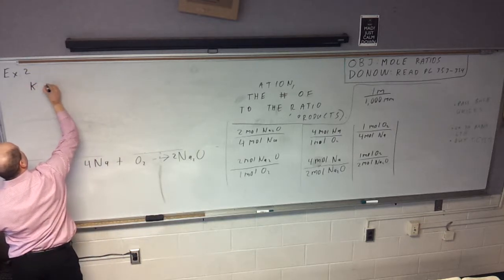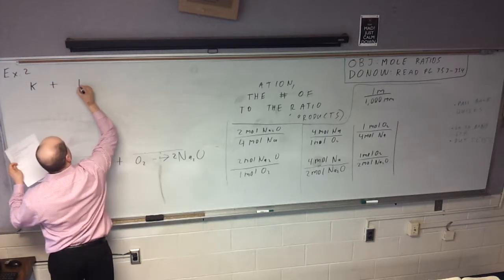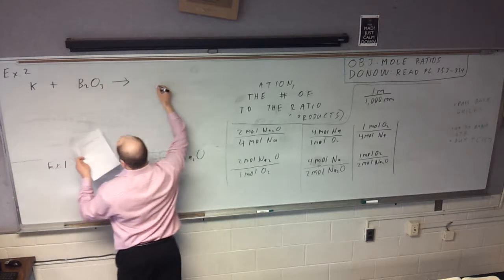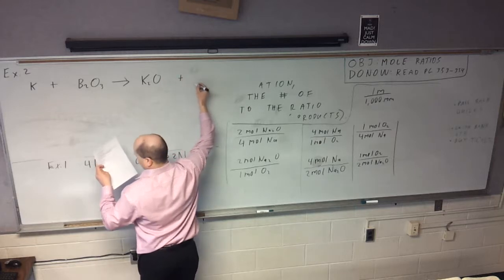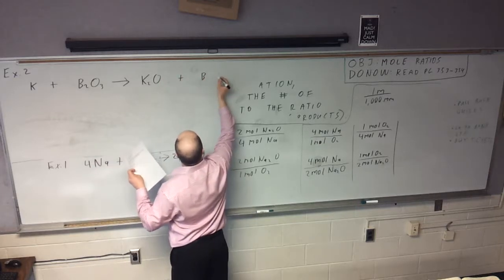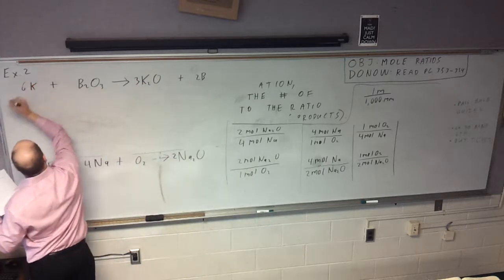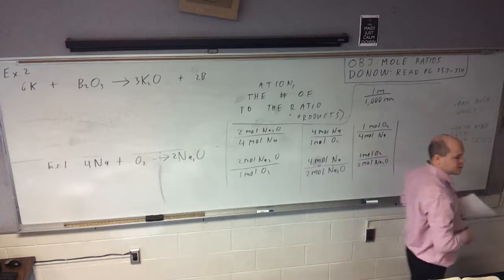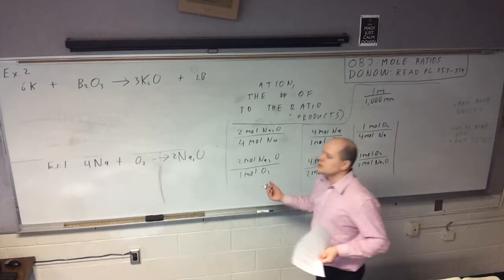It's potassium plus this stuff, B2O3, produces potassium oxide and boron. And I'll just give you the answers to balancing. So remember, when I give you a worksheet today, you're going to have to balance these things before you can write the mole ratio. That's where the ratio comes from. If you don't balance it, then everything's going to be 1 over 1, which will be senseless.